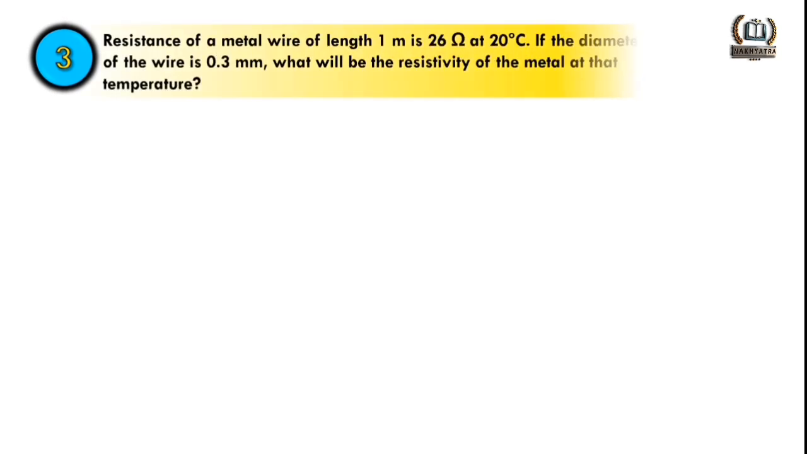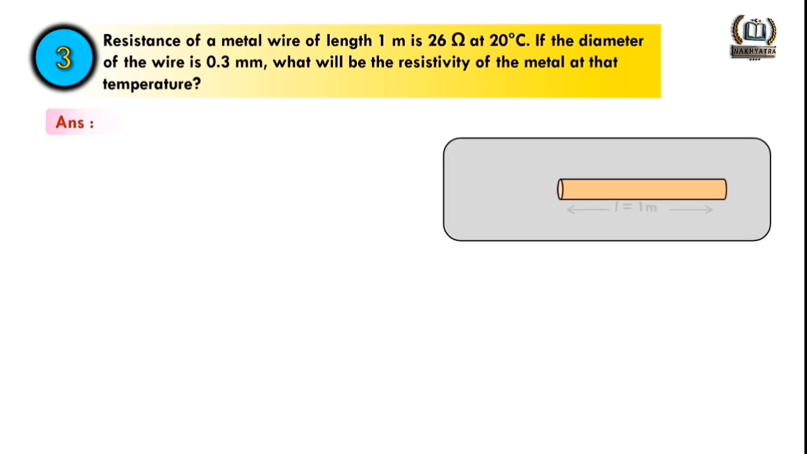Now see the next question number 3. Resistance of a metal wire of length 1 meter is 26 ohm at 20 degrees Celsius. If the diameter of the wire is 0.3 millimeter, what will be the resistivity of the metal at that temperature? So, the length of the metal wire is 1 meter, the diameter of the wire is 0.3 millimeter, and the resistance of the wire is 26 ohm. Okay? Now see the solution.